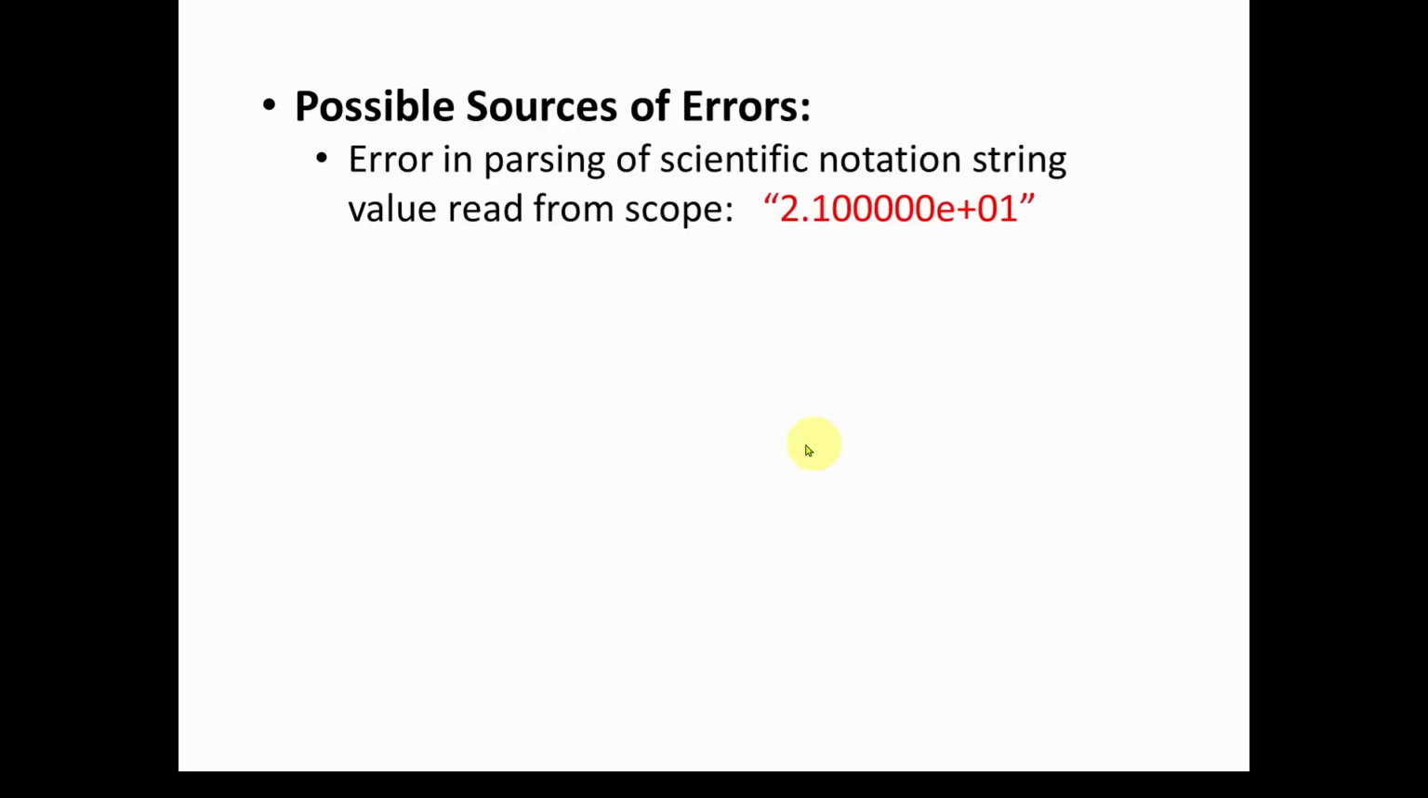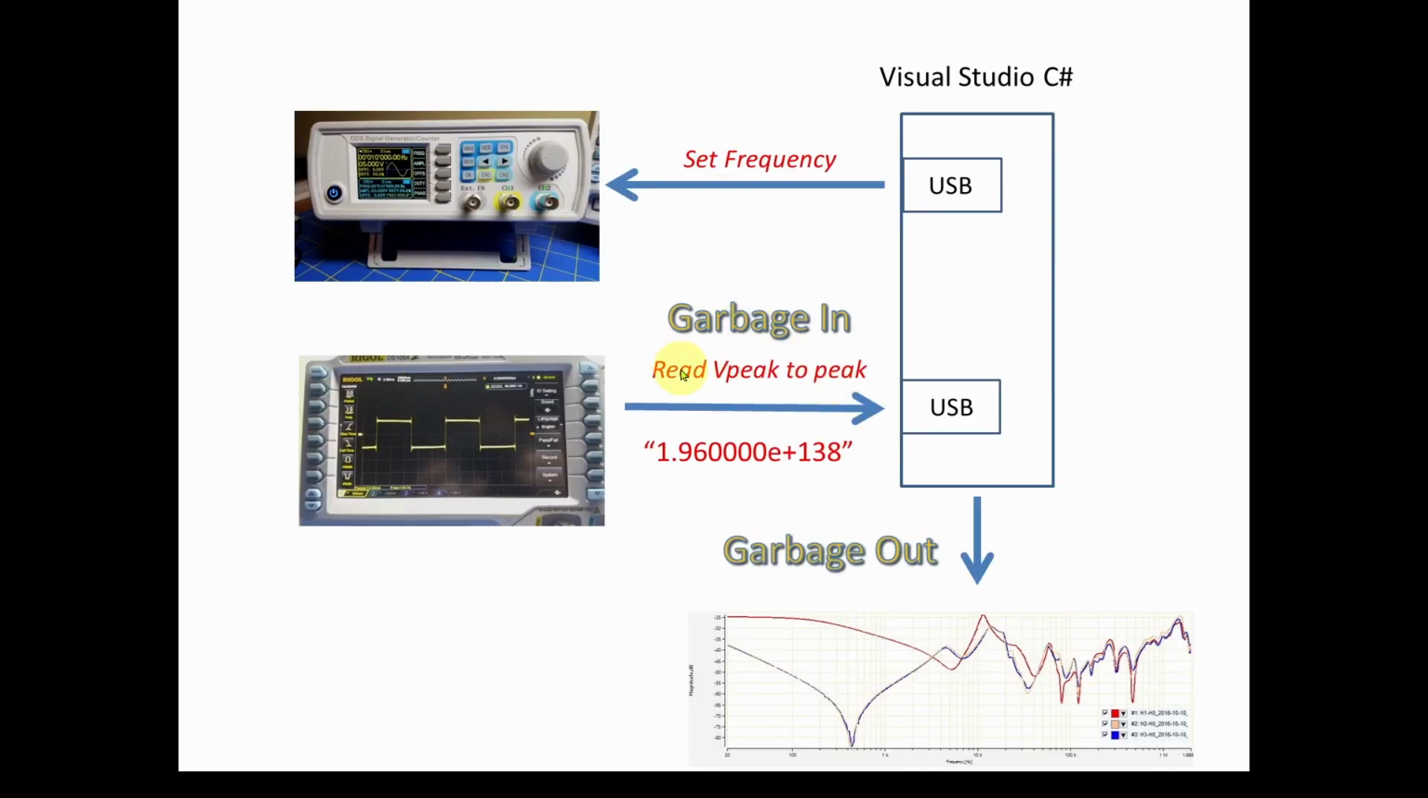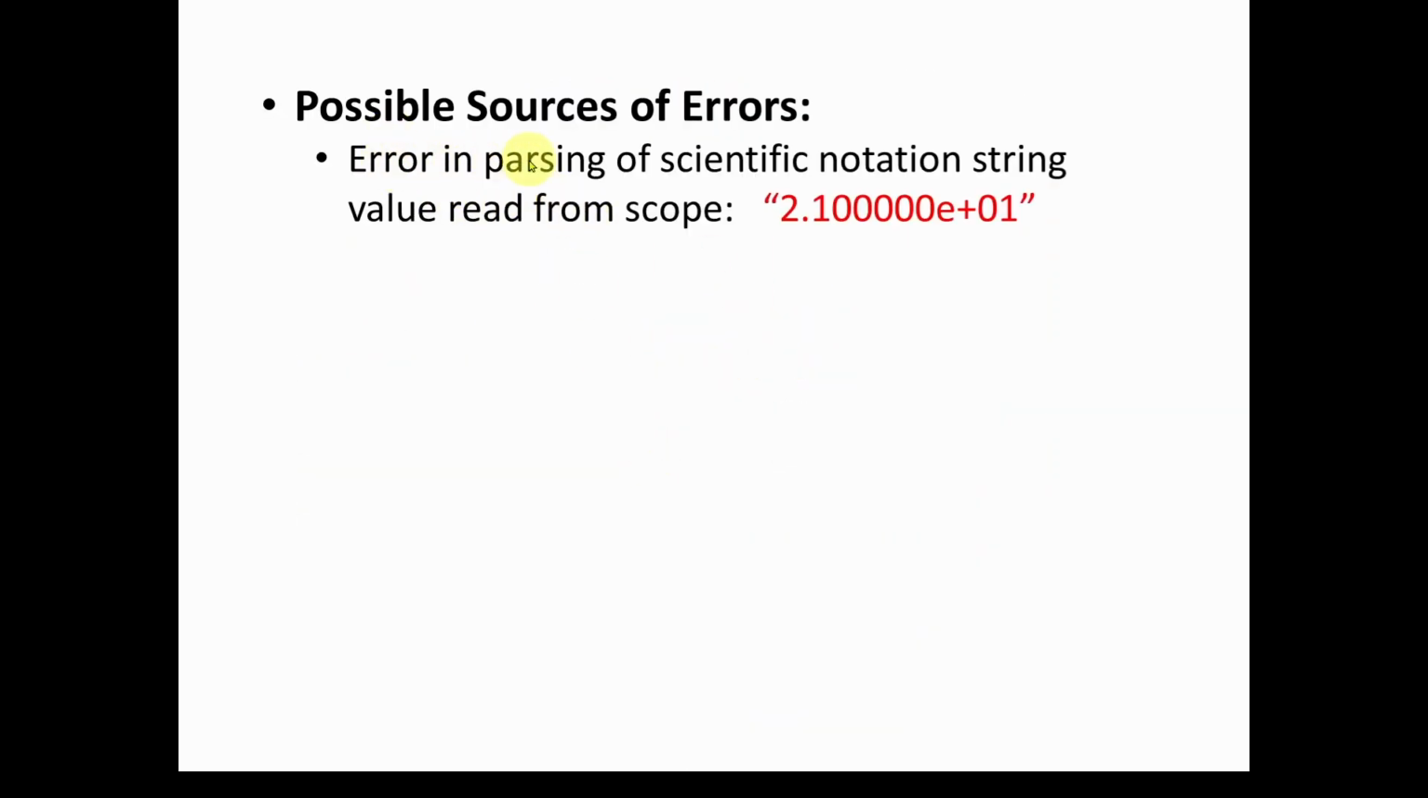So we're going to look at techniques to verify that data to make sure that it's not garbage. So the first thing you want to do is say, okay, what are the possible sources of errors in this system? Well, there could be an error in parsing the string we get from the oscilloscope. For example, it should be, in our case, something that looks like this, 2.1 times 10 to the 1, or 21 volts, it should be. So we got to make sure that it's going to look like that. Maybe we did a parsing error, but we have to make sure we catch that before we do our analysis.